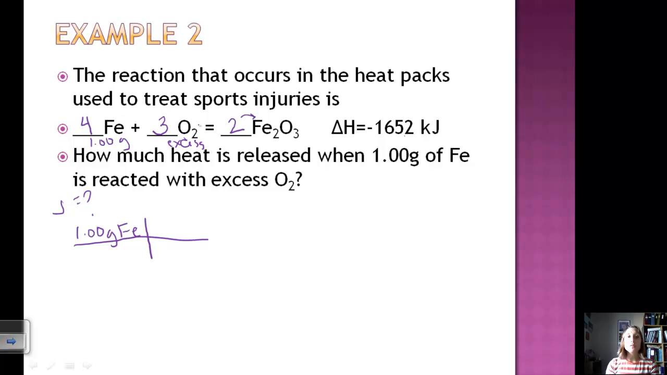Now, for every 4 moles of iron, this much heat is given off. For every 3 moles of oxygen, this much heat is given off. And for every 2 moles of iron(III) oxide, this much heat is given off. So in order to use this conversion factor, I need to get to moles. So I'm going to use the molar mass of iron, which is 55.85 grams per mole. So my grams go on the bottom.